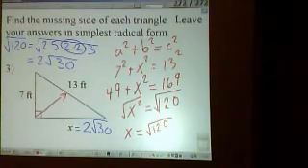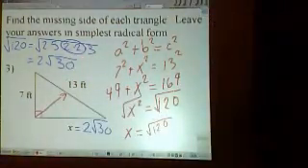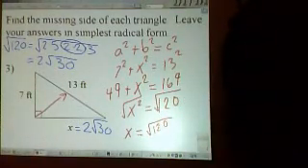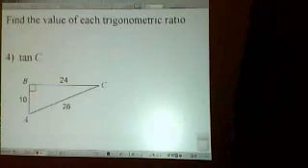This is how you use the Pythagorean theorem. When you already have 2 sides, you use the Pythagorean theorem to find the third side, okay? But you already have to have 2 sides, and then you can find the third one. So here we go. Move along to number 4.